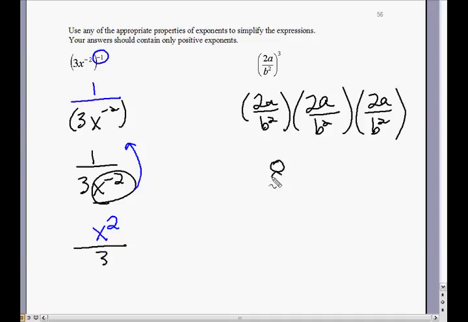2 times 2 times 2 is 8. A to the third power and b to the 6th. So be careful: when you have a power to a power, you get to multiply exponents, but when you raise a number to a power, you actually have to raise that number to a power. 2 to the third is 8.